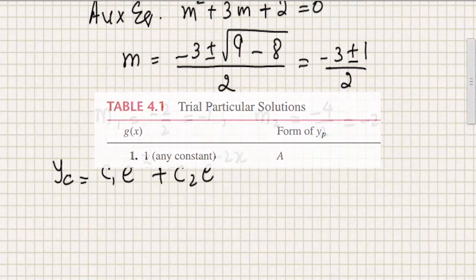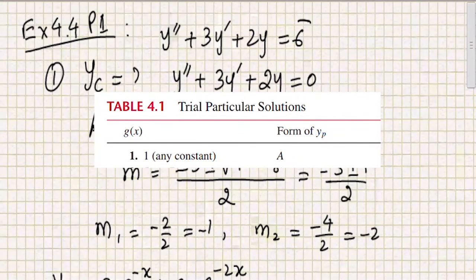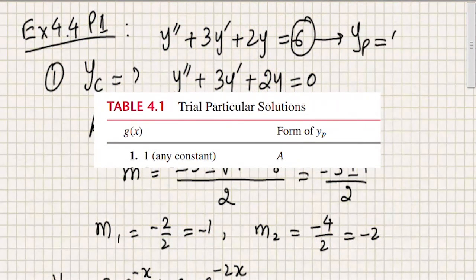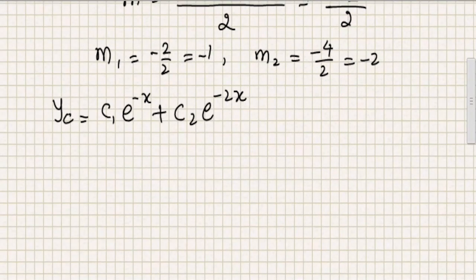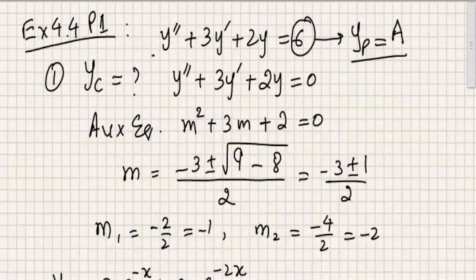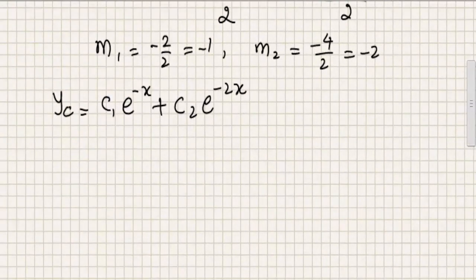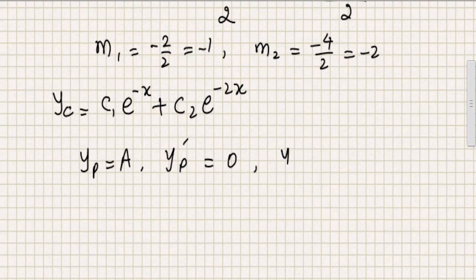So now we go to the table and we see that if the right hand side is just a constant, we know that the assumed particular solution based on this constant should be a, which is just an unknown constant. So we use that and plug that value of yp into the given differential equation and then compare the coefficients, right? So if yp is equal to a, yp single prime would be equal to 0 because the derivative of a is 0, and yp double prime would also be 0 because the derivative of 0 is 0.